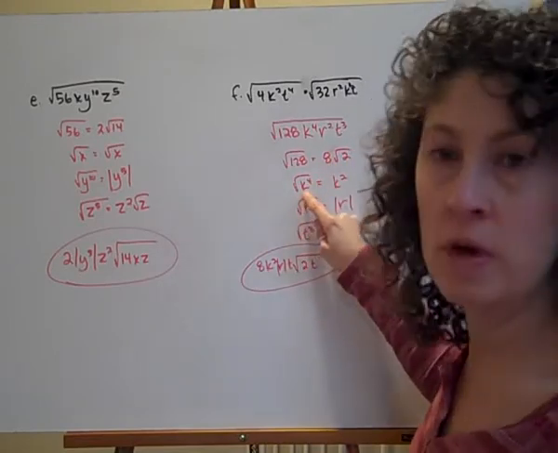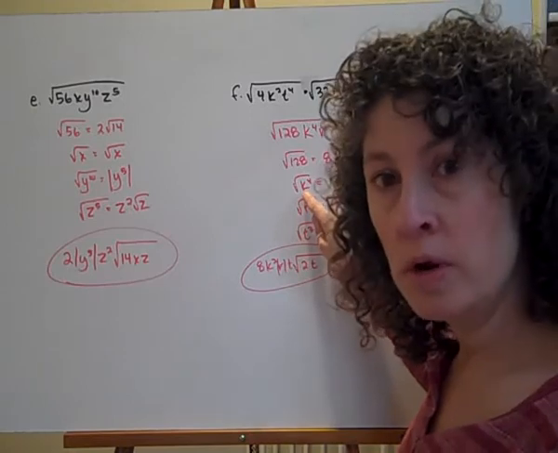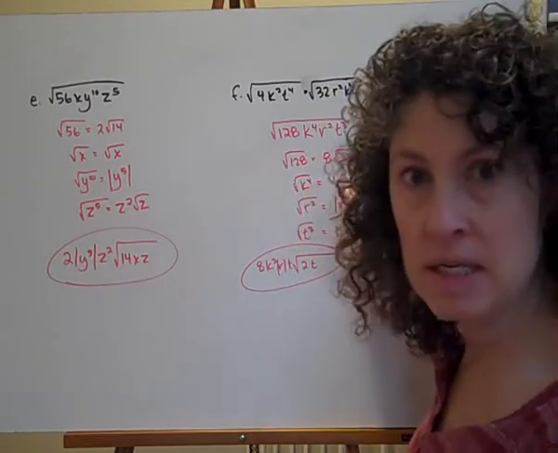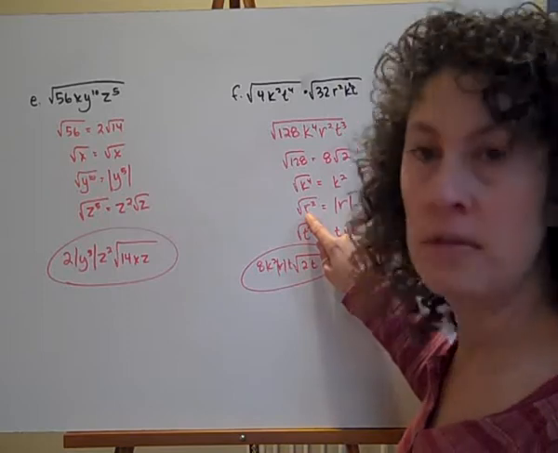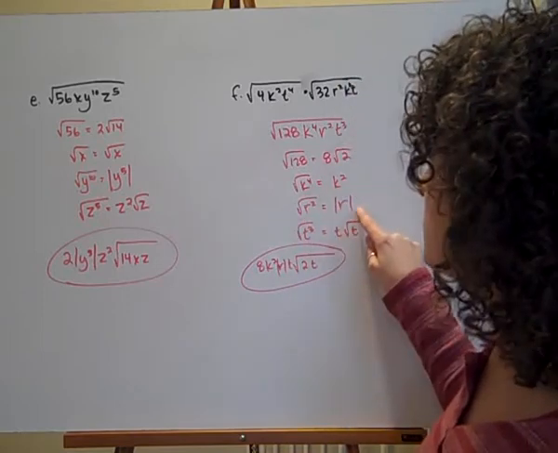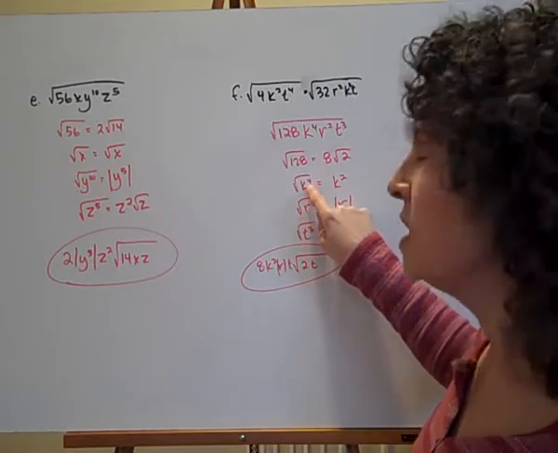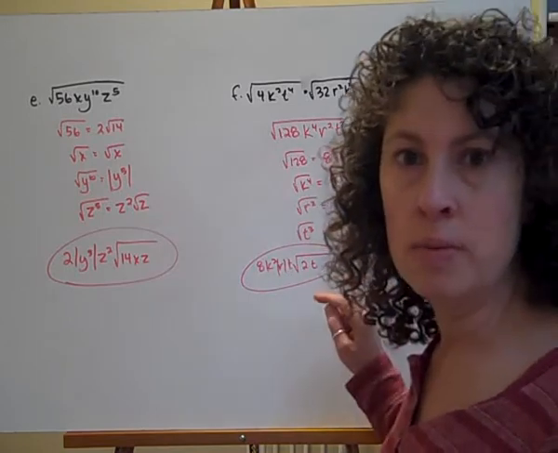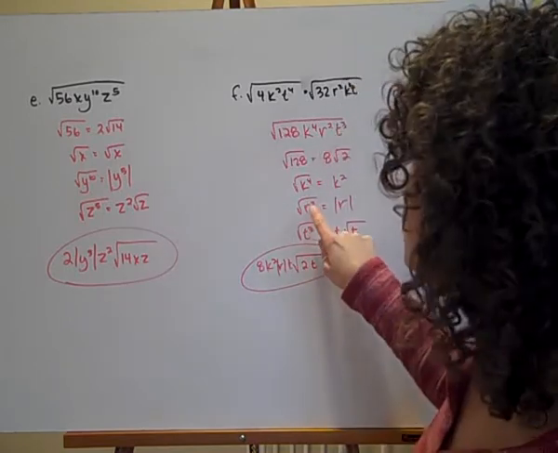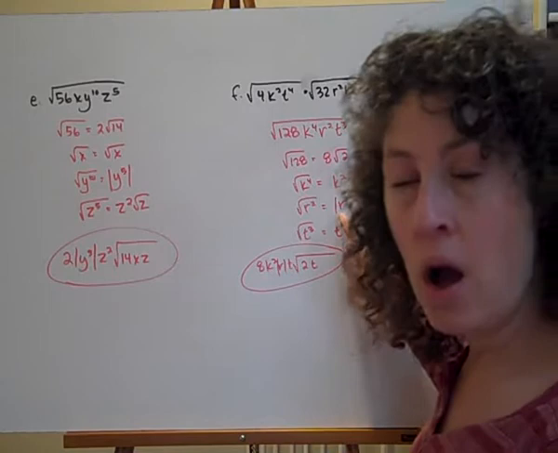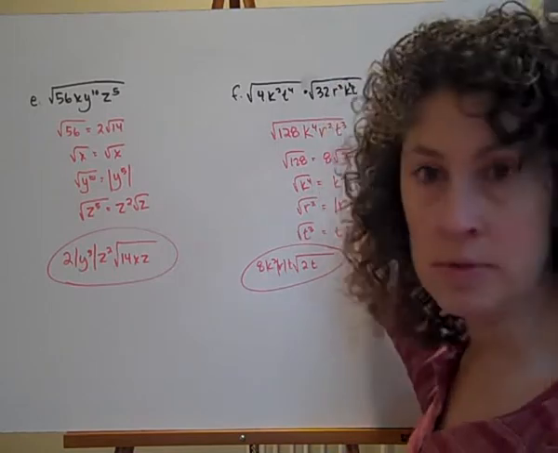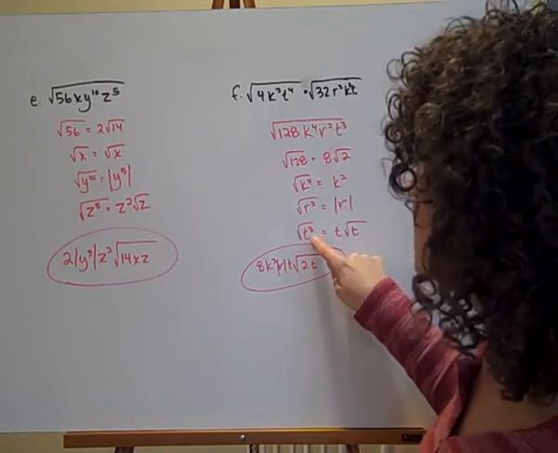K to the 4th is a perfect square. Square root of k to the 4th is k to the 2nd. R to the 2nd, that's a perfect square also. So it comes out as r. Now, this is an even on the inside, and it's an even on the outside, so I don't need my absolute value symbols. This is an even on the inside, but it's an odd on the outside, so I need those absolute value symbols.